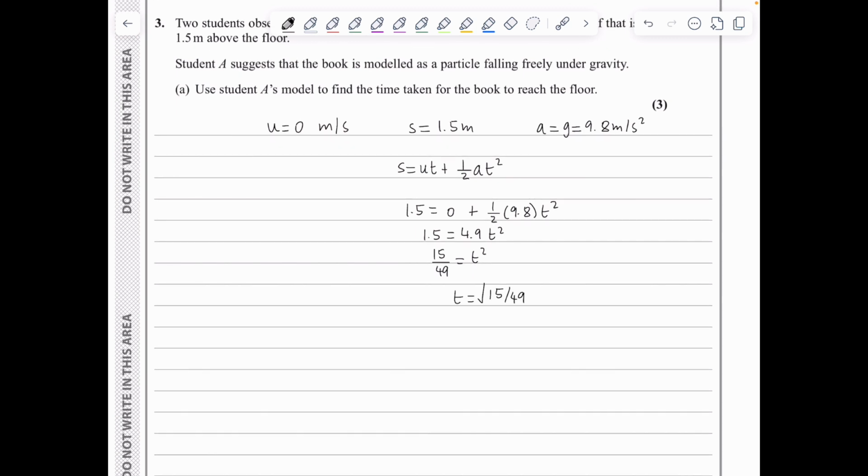We will plug this into the calculator, giving an answer correct to 3 significant figures, which works out to be 0.553 seconds. If you give more accuracy or you give an exact answer, you will be penalized because we've used g to be 9.8. Anything to 2SF or 3SF would score all 3 marks.